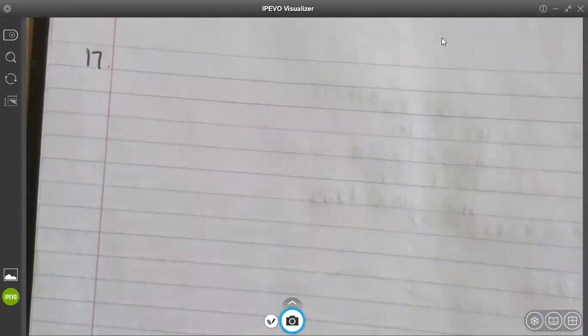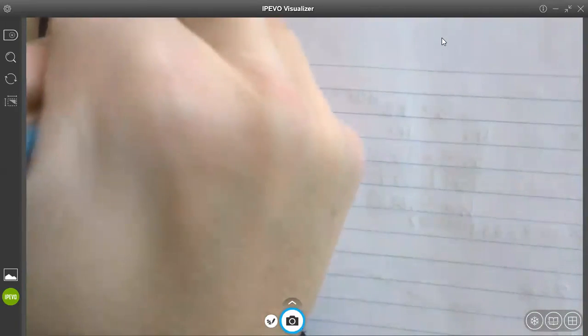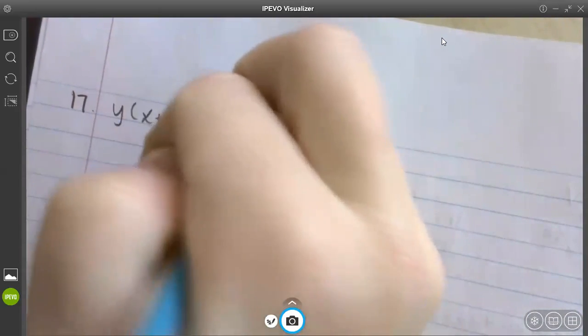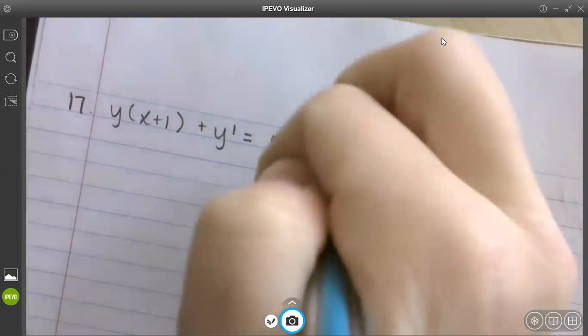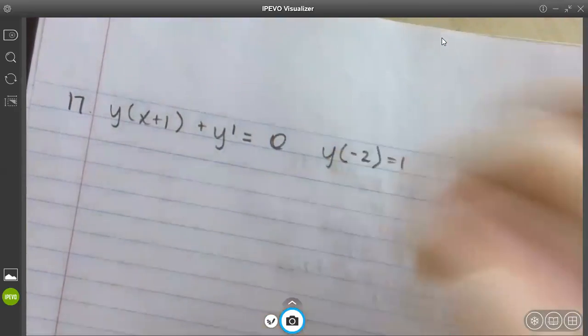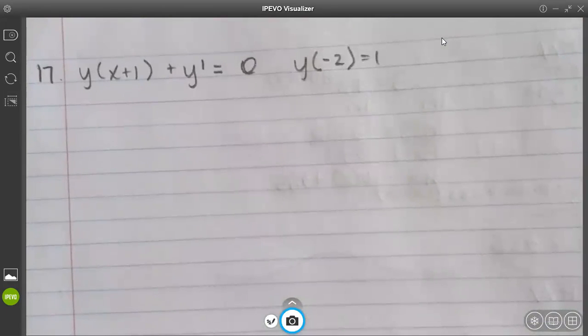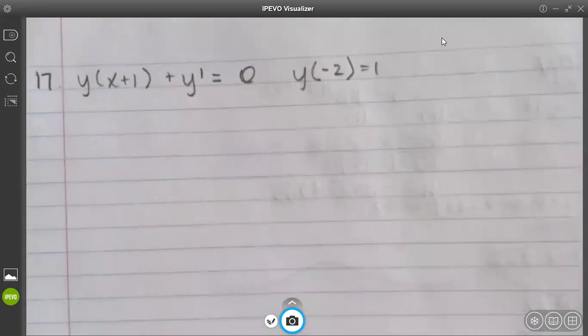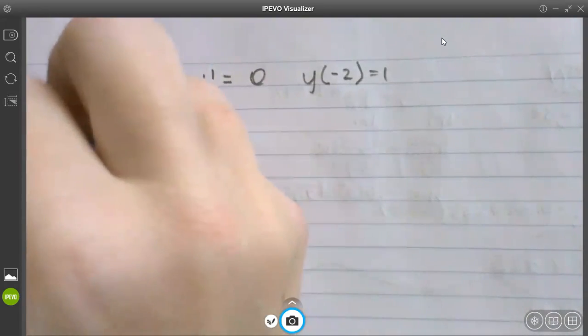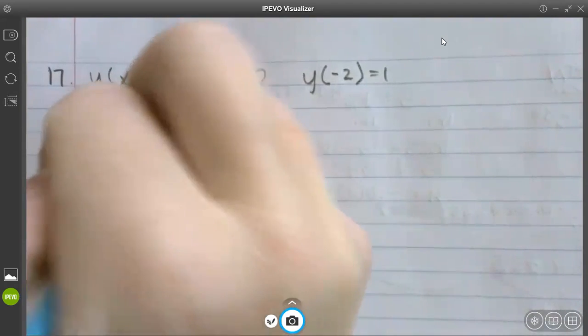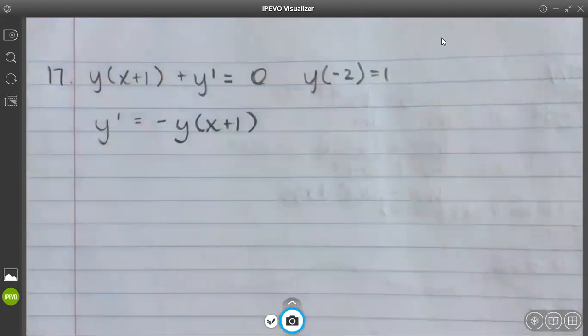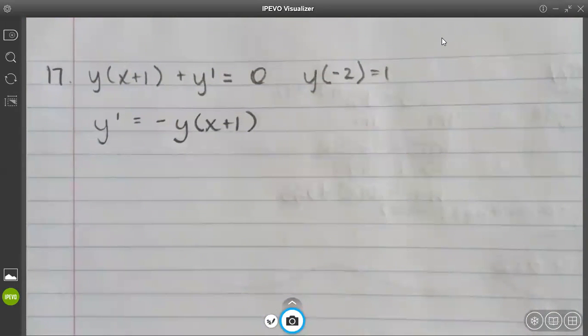All right. So 17 is y prime equals y times x plus 1. Sorry, I'll just move that if y'all can't see it, I'll move it back over. Just give me a second. y of negative 2 equals 1. So I went ahead and got y prime by itself by subtracting this over. Is everybody okay with that part?